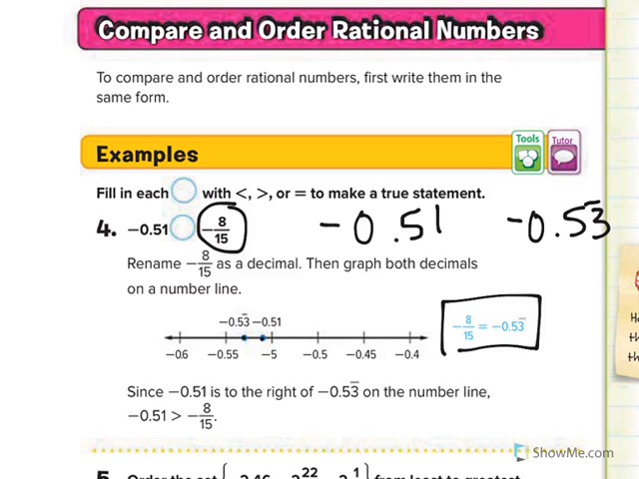The one furthest to the right is going to be greater, which means that negative 51 hundredths is going to be greater. Again, if you're thinking in terms of money, if you owed your parents 51 cents or if you owed them 53 cents, it's better to owe them 51 cents because you're less in debt, right? So that may help you there. So if I go back to my original problem, comparing these two rational numbers, negative 51 hundredths is greater than negative 8 fifteenths.